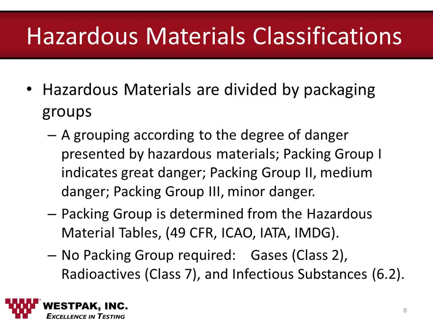Lastly, there are a couple of other materials that don't have any packaging groups. That's gases, which is class 2, radioactives, class 7, and infectious substances, which is class 6.2. These items follow a different set of rules and a different set of testing requirements.